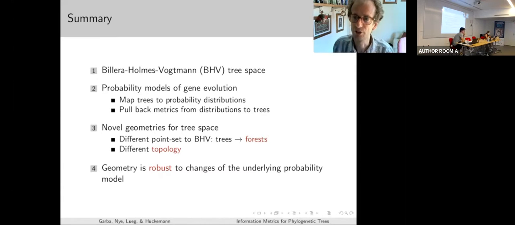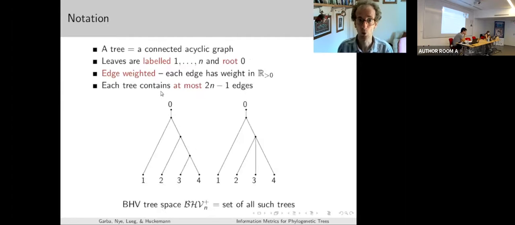Now, I'd really like to stress the fact that the geometry we obtain is not merely a new metric on BHV tree space. It amounts to a different point set of trees. So instead of just having trees, we actually consider a set of forests. Moreover, the tree space we obtain, or the space of forests, has a different topology to the BHV tree space. Along the way, I'm going to show you that the geometry that we obtain, very roughly, is robust to changes in the assumptions about these underlying evolutionary models. There are more details about that in the paper that's associated with this talk.